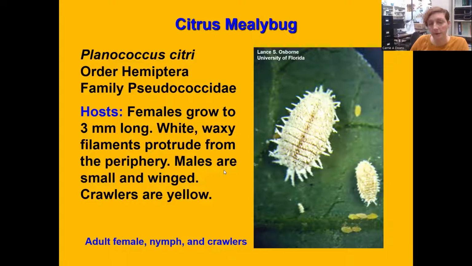Again, for mealybugs, males tend to be much smaller and winged. Crawlers are much smaller and tend to be a different color. So this picture shows an adult female here, and then a nymph, so an immature, and then also the crawlers, which are the most immature mobile stage.